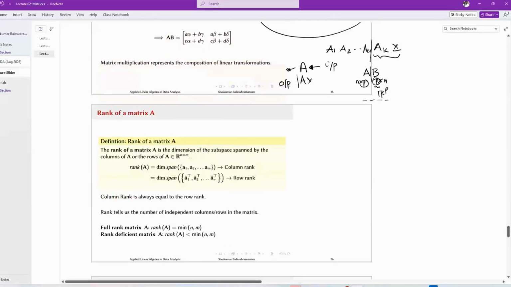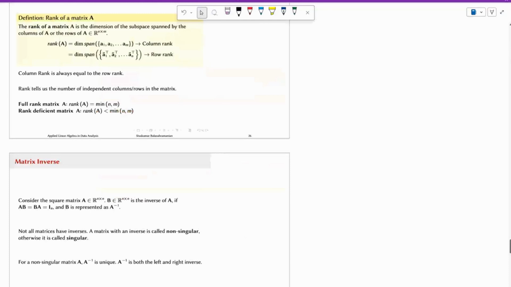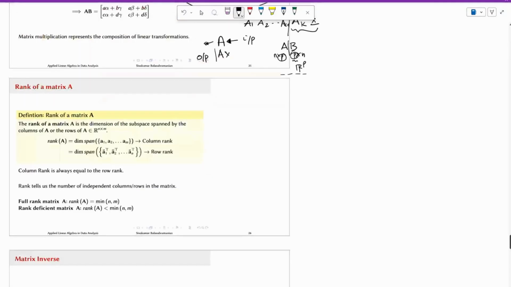The next important idea that we will look at when it comes to matrices is called the rank of a matrix. Okay, another definition that you need to remember. And this is again related to many of the things that we've discussed before. So the rank of a matrix A is essentially the dimension of the subspace spanned by the columns of A or rows of A.